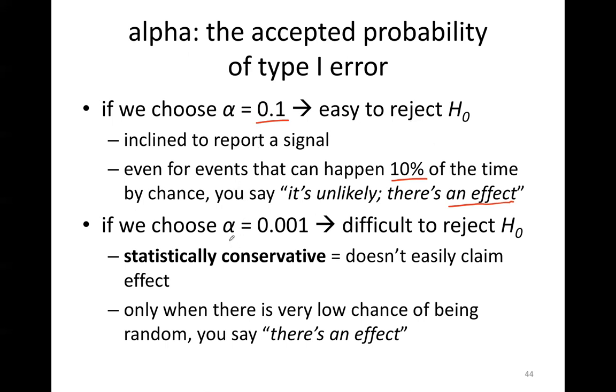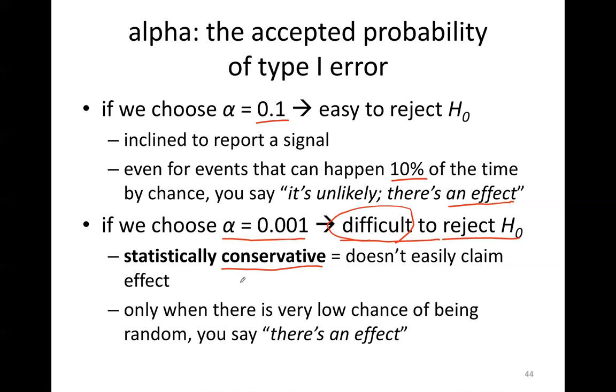The just opposite would be if you chose a low alpha, then it would be difficult to reject a null hypothesis. Okay, difficult to reject. I should in fact emphasize this part. So you wouldn't easily be rejecting a null hypothesis given the data. And that's called, this is an important term, being statistically conservative. Okay, not politically, statistically conservative means not rejecting a null hypothesis, not claiming things easily.